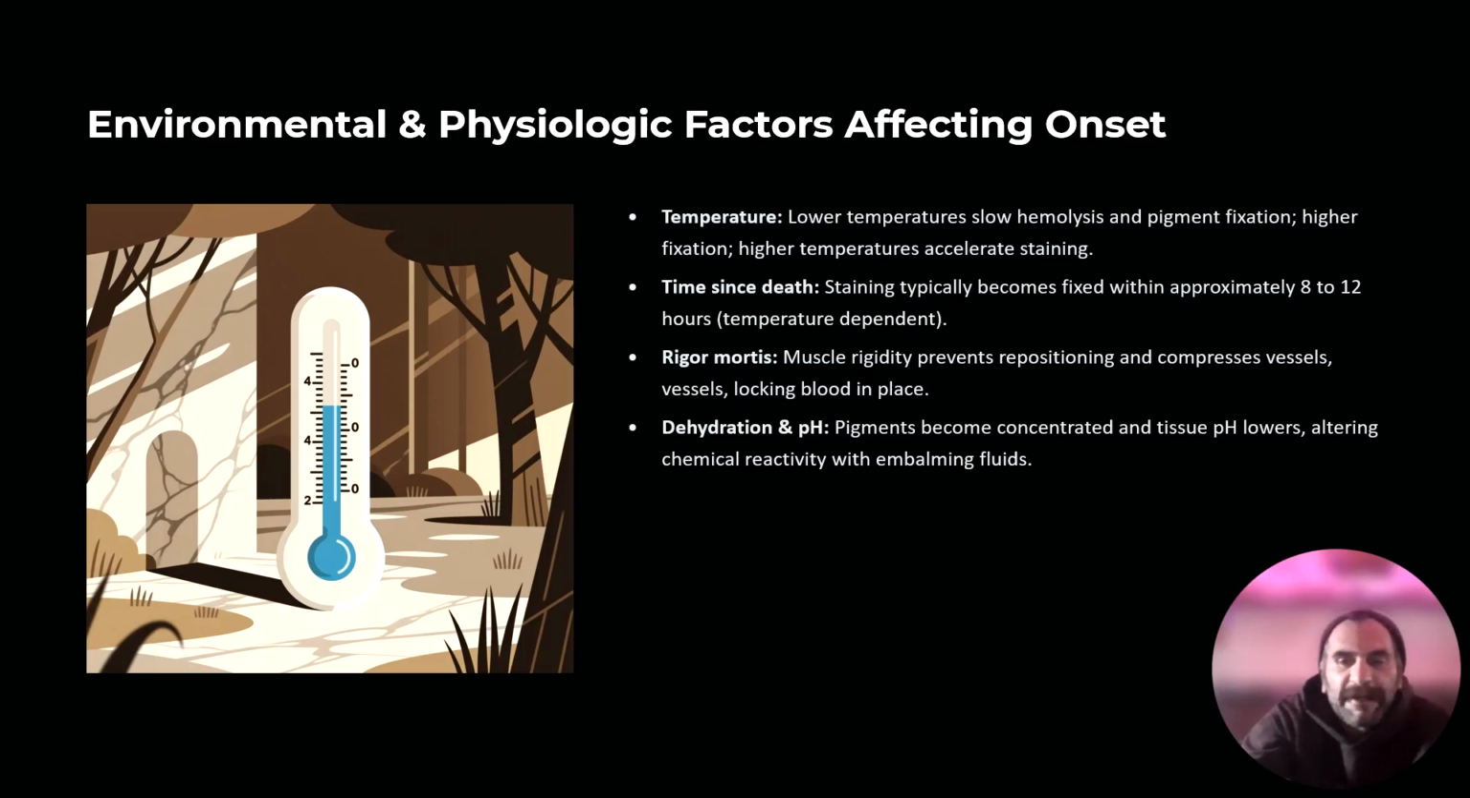Rigor adds a big layer because the contracted muscles can compress vessels and it traps the blood pooling in place, giving it more time to break down and diffuse. Finally, changes in pH and dehydration can shift the tissue chemistry as well. This just increases the reactivity with the pigments and in some cases can make the staining worse.